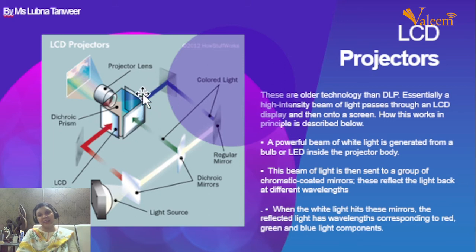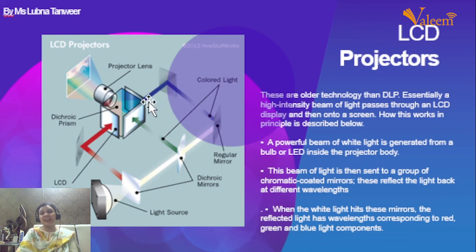Then these three LCDs are used to transfer the image on the prism, which is present inside over here, before the projector's lens. So what is the first thing? A light source that is used to emit the light. Then the light falls on these chromatic coated mirrors. These mirrors are used to change the wavelength of the light, and you can see that the color of the light has been changed. This white light has been converted into red light, green light and blue light.